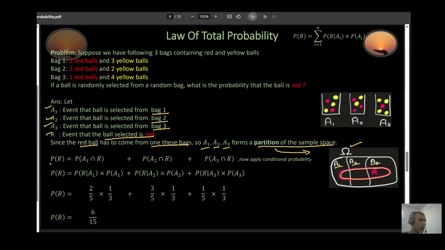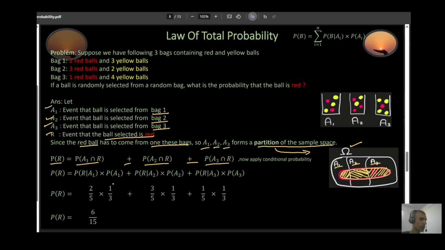So the probability of R in this case is going to be the probability of A1 intersection R right here. In other words, the probability that your red ball came from bag 1, which is this right here, plus this expression, which is the probability of A2 intersection R, which means the probability that your red ball came from bag 2, that would be this right here, plus the probability of A3 intersection R, meaning the probability that your red ball came from bag 3. That would be this region right here.